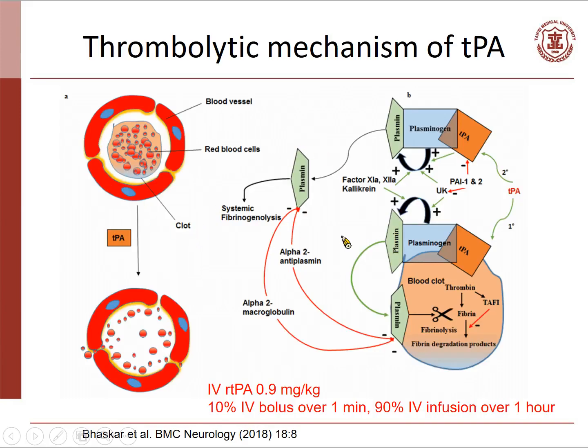The TPA, we know, is a tissue plasminogen activator. So it can cut the fibrin to dissolve the blood clot. So we can use the recombinant tissue plasminogen activator to dissolve the blood clot in your cerebral vessel. How to use it? We use 0.9 milligram per kilo, 10% IV bolus pushed over 1 minute, then the rest 90% IV infusion over 1 hour. This is the standard protocol.